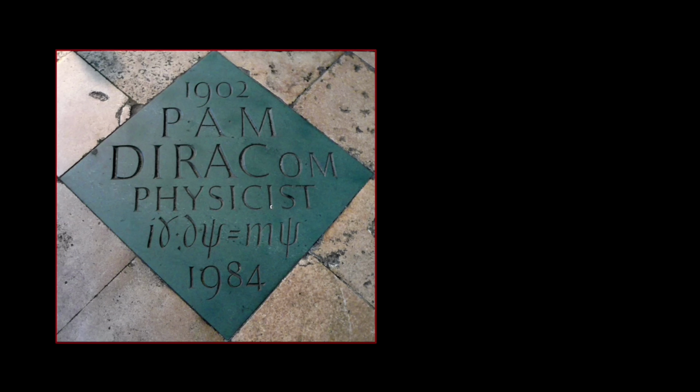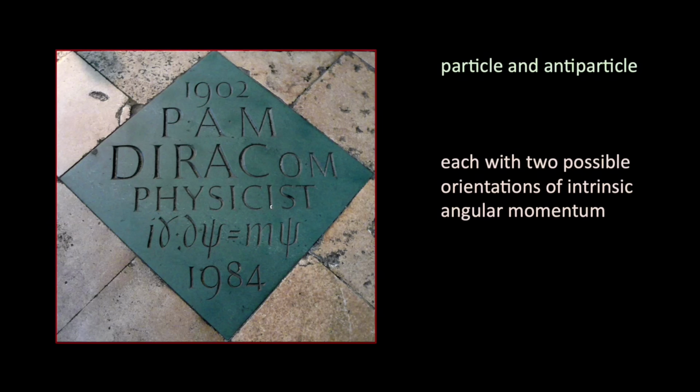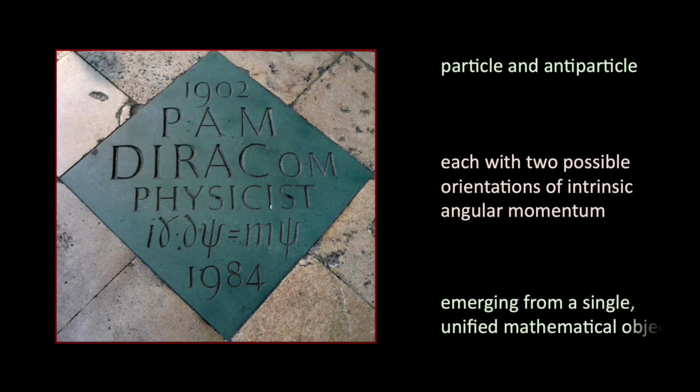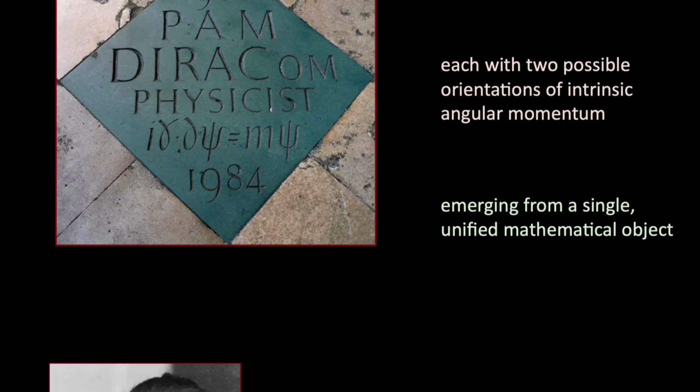The Dirac equation revealed 4 distinct solutions, particle and antiparticle, each with 2 possible orientations of intrinsic angular momentum, all of them emerging from a single, unified mathematical object, not patched on, not assumed, just there. That's why the Dirac equation remains one of the most beautiful in all of physics, a monument to symmetry, logic, and mathematical elegance from the quietest of all men.